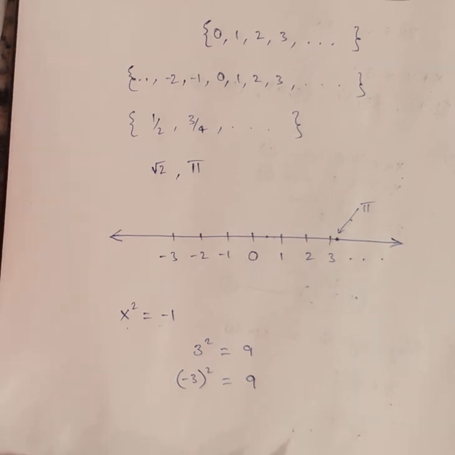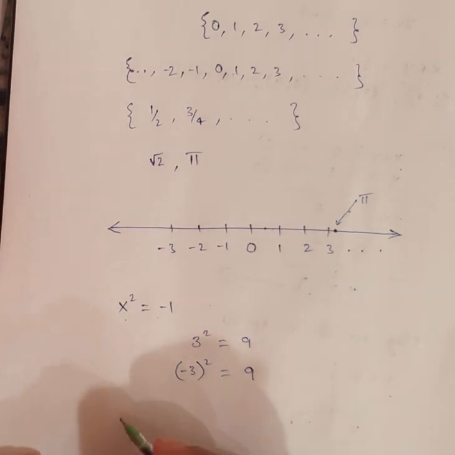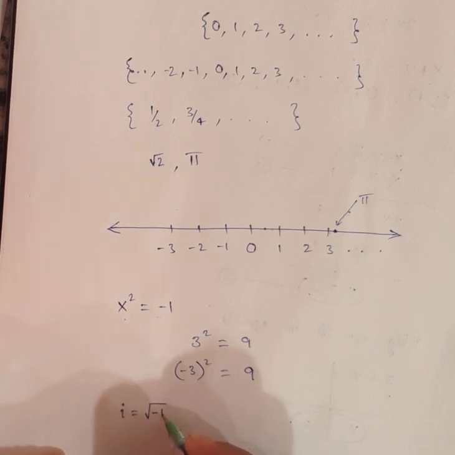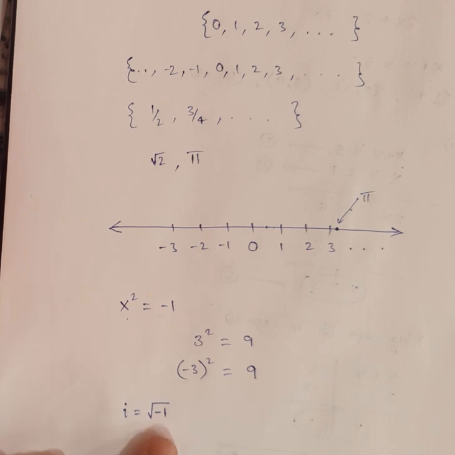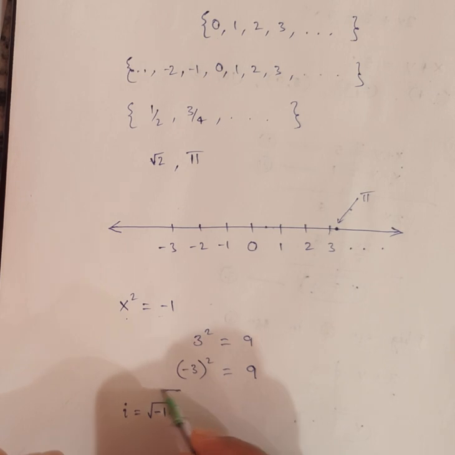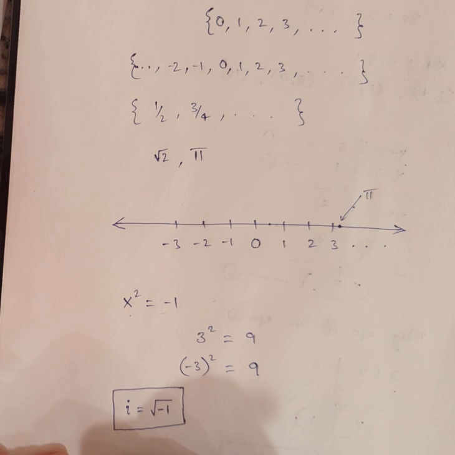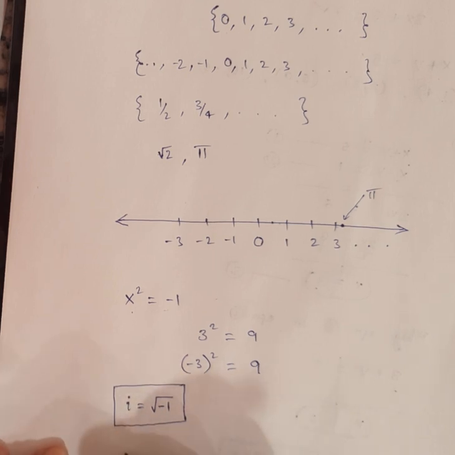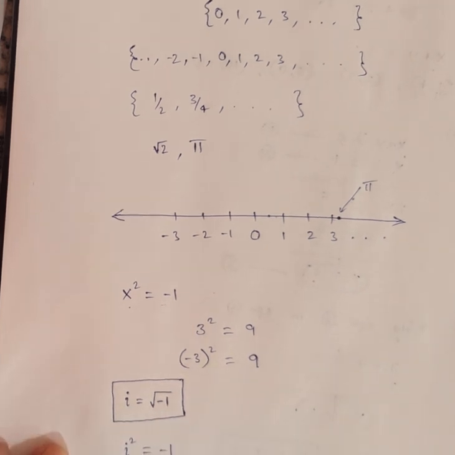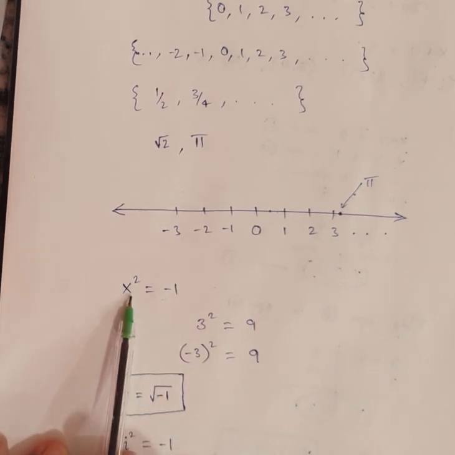So what we do is we come up with something called the square root of -1 and we call it i. So i is the square root of -1. It's not a real number. We call it an imaginary number. So this is the definition of the number i, and it has this property. If you square both sides, you can see that i squared is equal to -1. So now you can solve an equation like this.